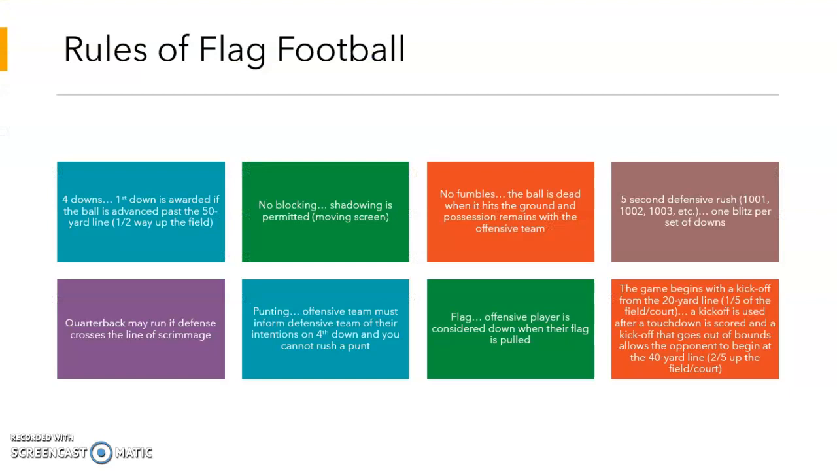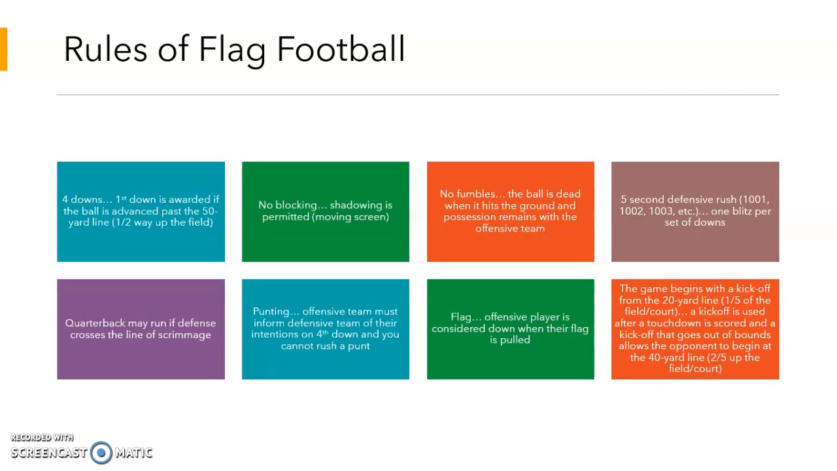So first, for the rules. In flag football we allow 4 downs. First down is awarded if the ball is advanced past the 50-yard line. That's if we're playing outside; we'll have the 50-yard line marked. If we're playing inside, it'll be mid-court on a basketball court, halfway up the field.